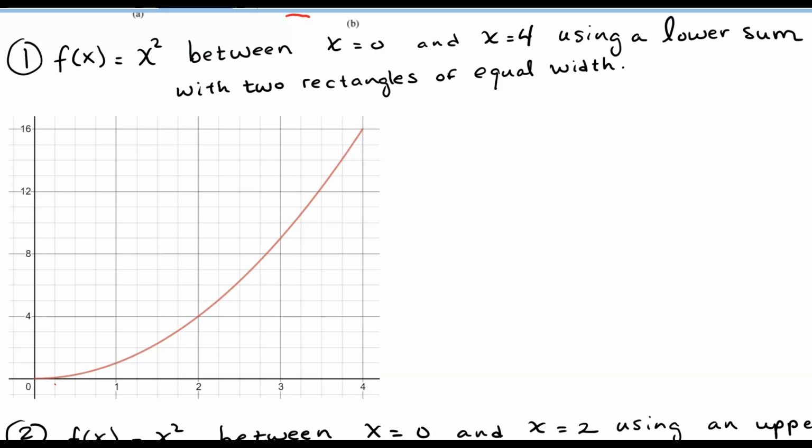So if we're going to look at this one, it says x squared. So this is the graph of x squared between 0 and 4. So here's 0 and here's 4. All right, x squared between 0 and 4 using a lower sum with two rectangles of equal width. So what is our delta x in this case? It is 4 minus 0 divided by how many rectangles? 2. So our delta x is going to be 4/2, which is 2. So every 2 units, we're going to have a rectangle.